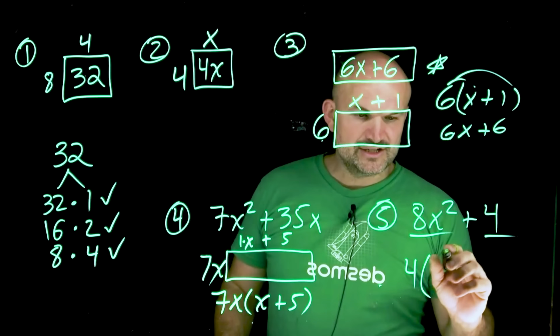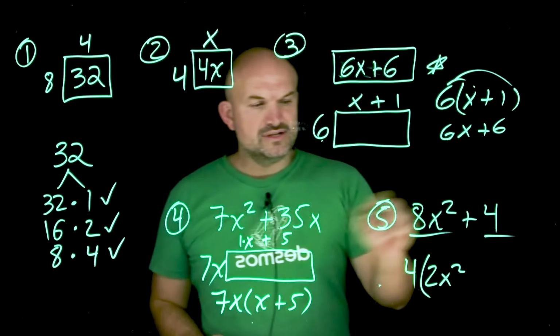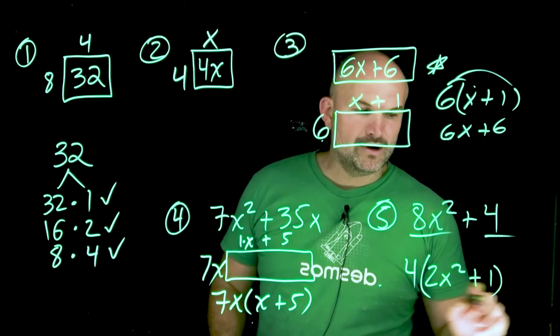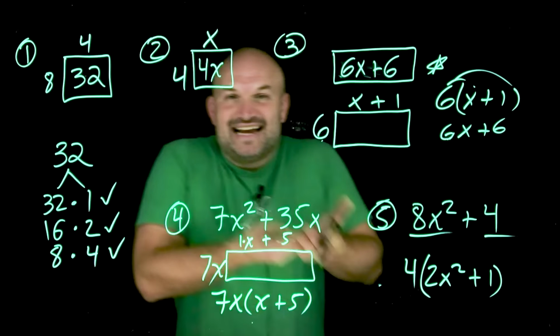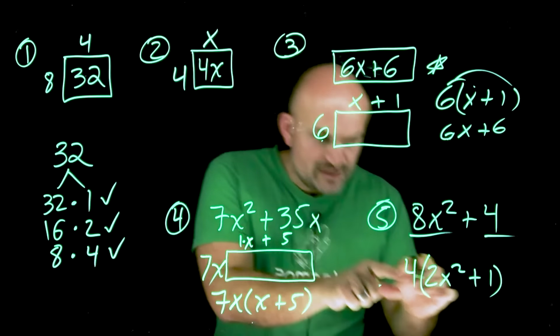8x squared divided by 4 is just going to be a 2x squared. 4 divided by 4 is going to be a positive 1. So hopefully you understand this idea of dividing out your common terms and then rewriting it like this.